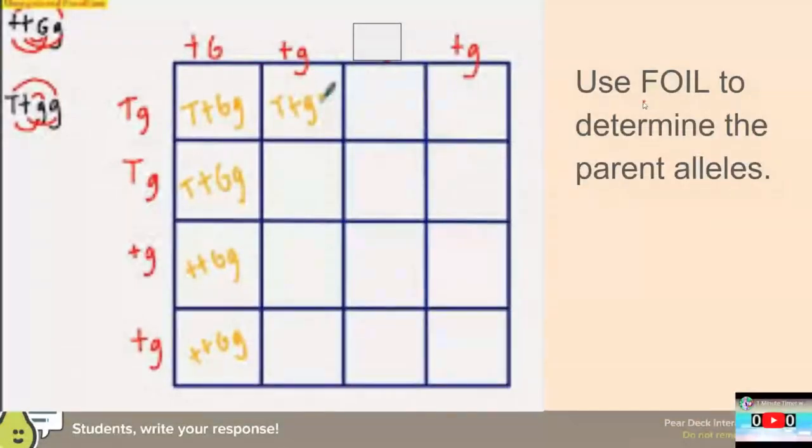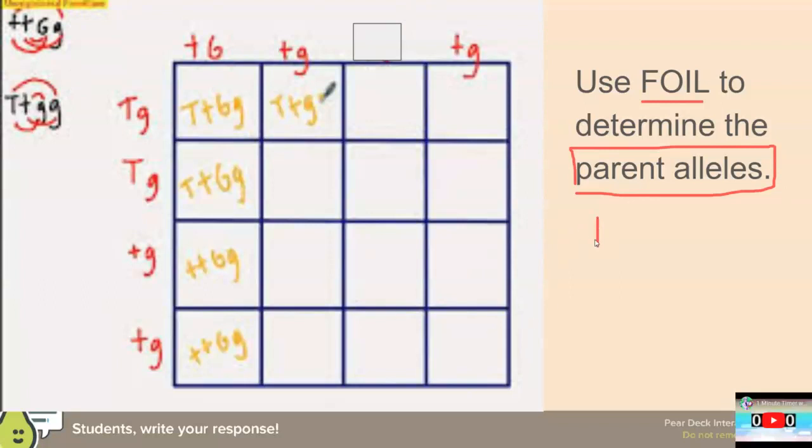Let's go ahead and do this cross. It says use FOIL to determine the parent alleles. This parent has already been done for us. So for the male parent, we took the first, which is capital T lowercase g right here. The outside, which is capital T lowercase g again. Then we took the inside, which is lowercase t lowercase g right here. And then we put the last, lowercase t lowercase g. So we got this one. Let's do the other parent.